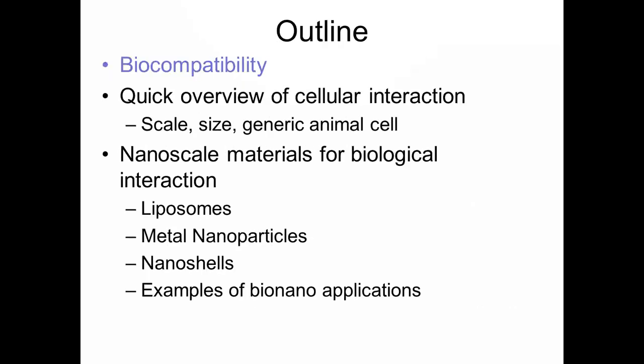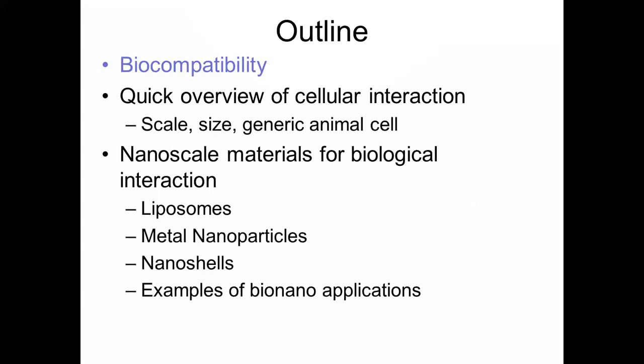What we're going to do first is this outline for the next few lectures. We're going to look at biocompatibility, and then we'll do a quick overview of cellular interaction. We'll talk about the scale, the size, and look at a generic animal cell, and with an understanding of that, we can apply an understanding of how materials interact with that generic cell. Then we'll look at materials for biological interaction.